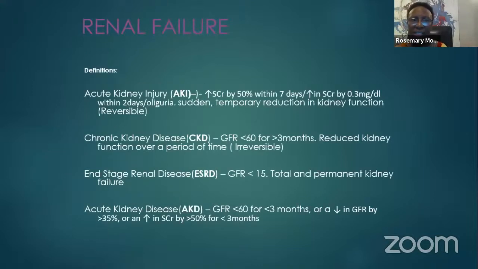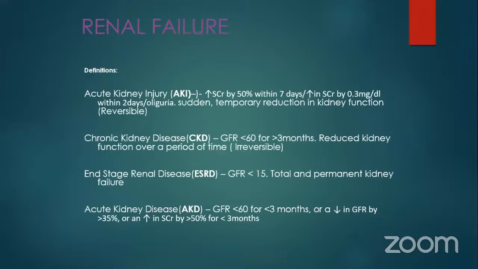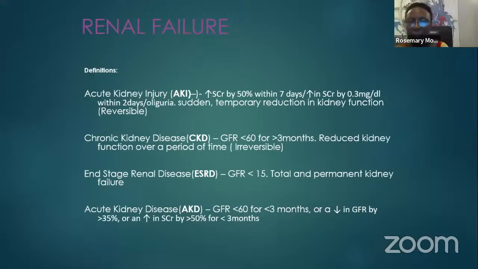So the definitions: we've got what we call acute kidney injury, and what is important about it is that it is a sudden temporary reduction in kidney function, and it's reversible. Basically, you're going to get an increase in serum creatinine by 50% within 7 days. Or the other definition from KDIGO says it's an increase in serum creatinine by 0.3 milligram per deciliter within 2 days, or a patient has got oliguria. So the time frame is quite important.